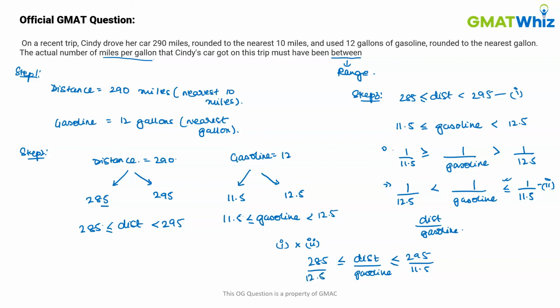So this is going to be the range, and as you can see from the options, option D is the correct answer.